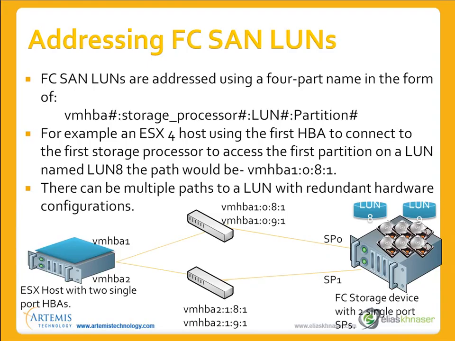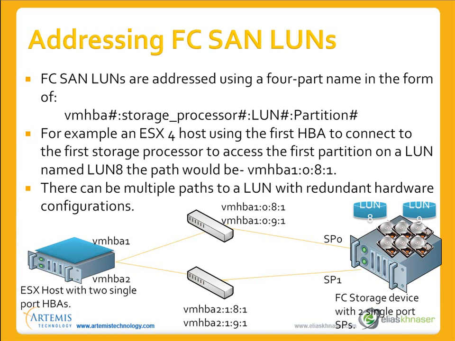Now when addressing Fibre Channel SAN LUNs, the name formatting is a 4-part name as follows. It starts off with the HBA, the device that's being used. Every HBA device is going to have a number, preceded by VMHBA and then the number, whether it's 0, 1, 2, 3, 4, whatever it is. Then the storage processor number is going to follow. So that's the route it's going to take in order to access the LUN or the partition. Next comes the destination LUN number, and after that is followed by the partition number.